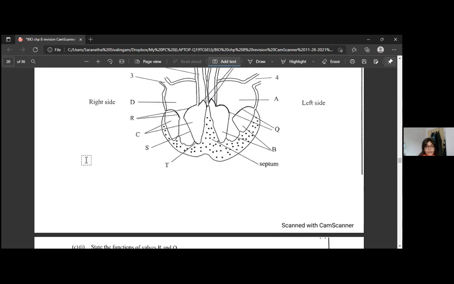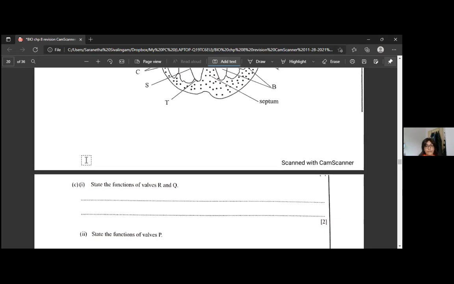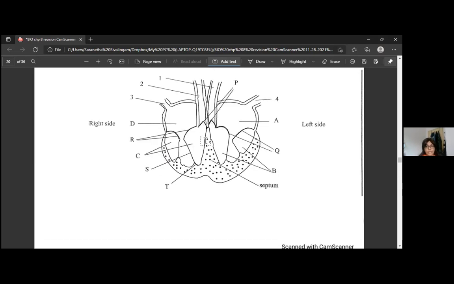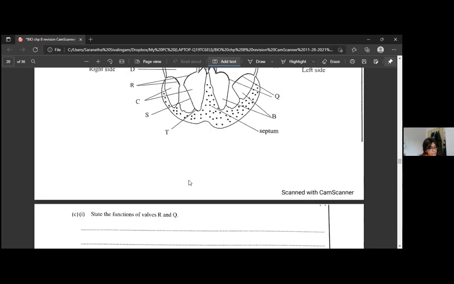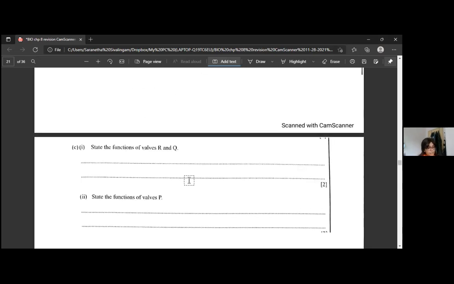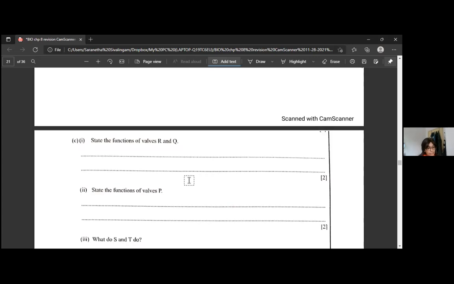And then for 2, state the functions of valve P. P is the semilunar valves. So the semilunar valves close to prevent the backflow of blood from the arteries to the ventricles during ventricular diastole, and it also opens to allow blood into the aorta during ventricular systole.